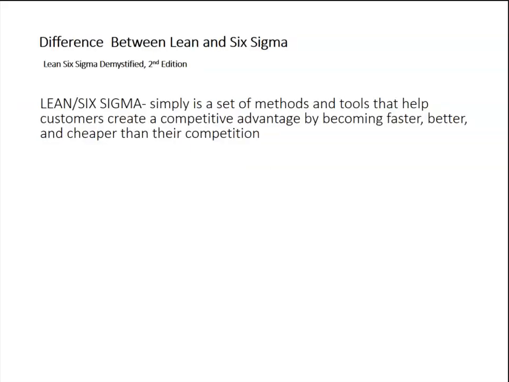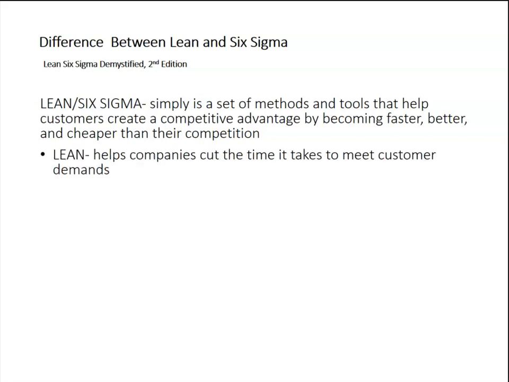So the difference between Lean and Six Sigma, there is quite a bit of a difference. Together, Lean Six Sigma is a set of methods and tools that help customers create a competitive advantage by becoming faster, better, and cheaper than their competition. The Lean part of it helps companies cut the time it takes to meet customer demands. So Lean really is literally like that. You know, like you're losing weight. You're losing the stuff that's holding you back so you can increase throughput.